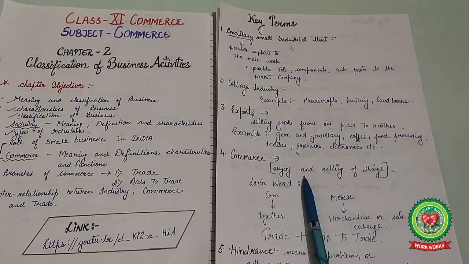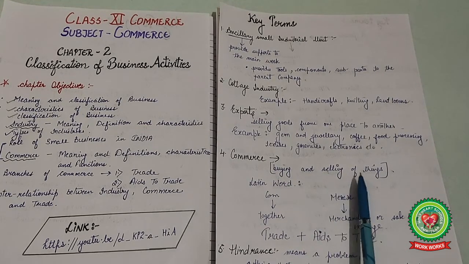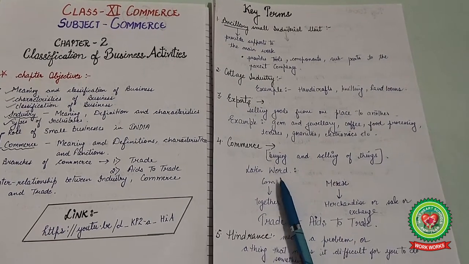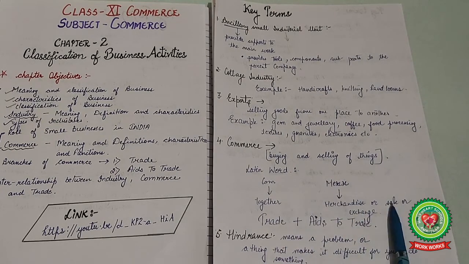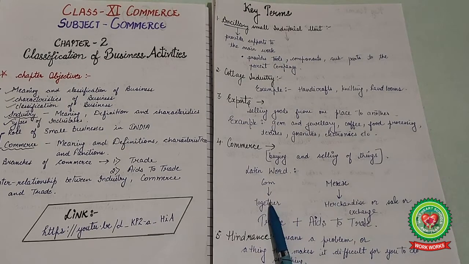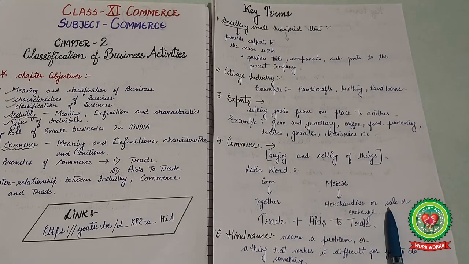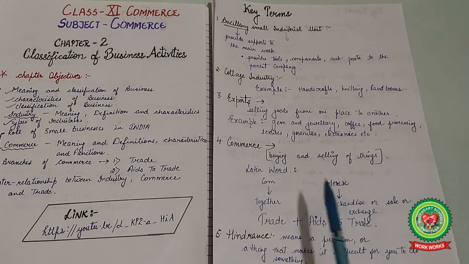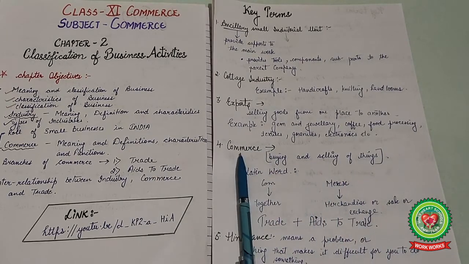Next word is commerce. Commerce, simply we can say, is the buying and selling of goods and services. In the Latin word it comes from two words, that is cum plus mox. Cum means togetherness and mox means sale, exchange or merchandise. Togetherness means the buyer and the seller together, both should be together so that the buying and selling can be done. And mox means sale or exchange or merchandise, the sale or purchase of goods and services that are included in commerce.